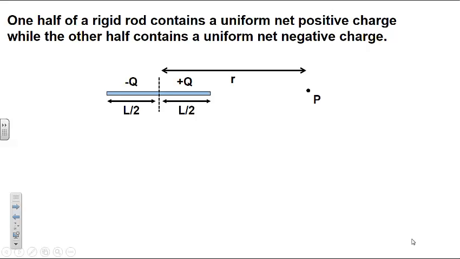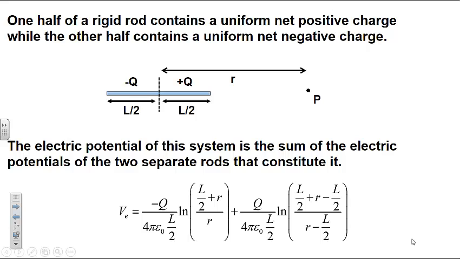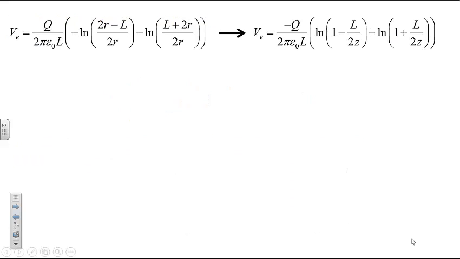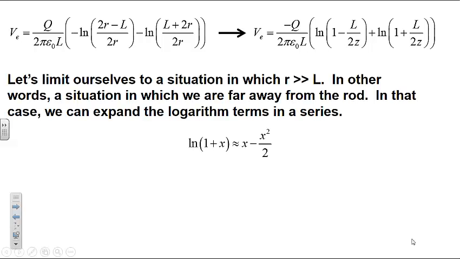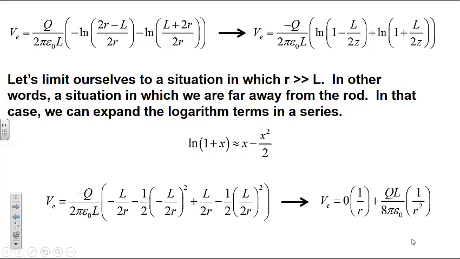Consider this rigid rod, which contains both positive and negative charges. We can determine the electric potential of this rod at the position P using the equation for the electric potential of a uniformly charged rod. Indeed, this system is simply the sum of a positively charged rod and a negatively charged rod. We can then expand the expression for the electric potential as a series. For simplicity, let's assume that r is much, much greater than L, so we can truncate the series after only two terms. As expected, the electric monopole term is 0, since the net electric charge of the system is 0.